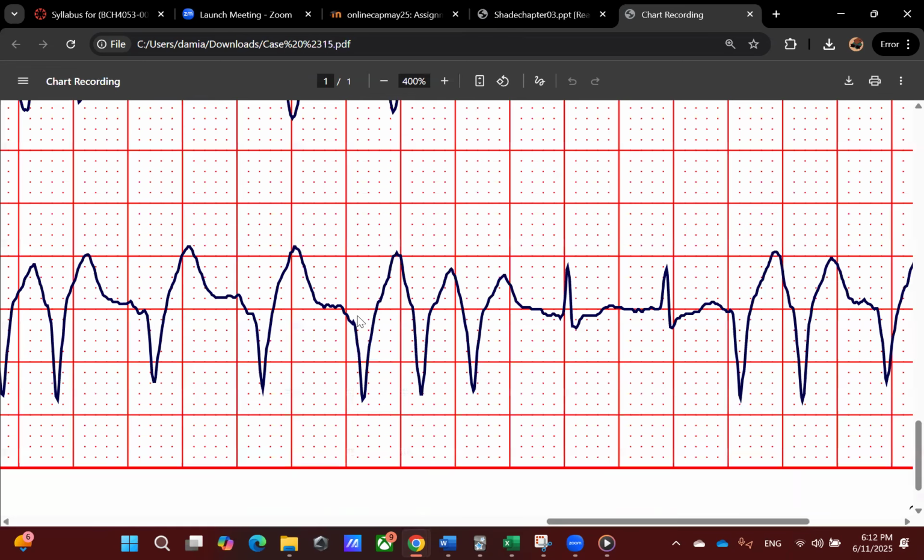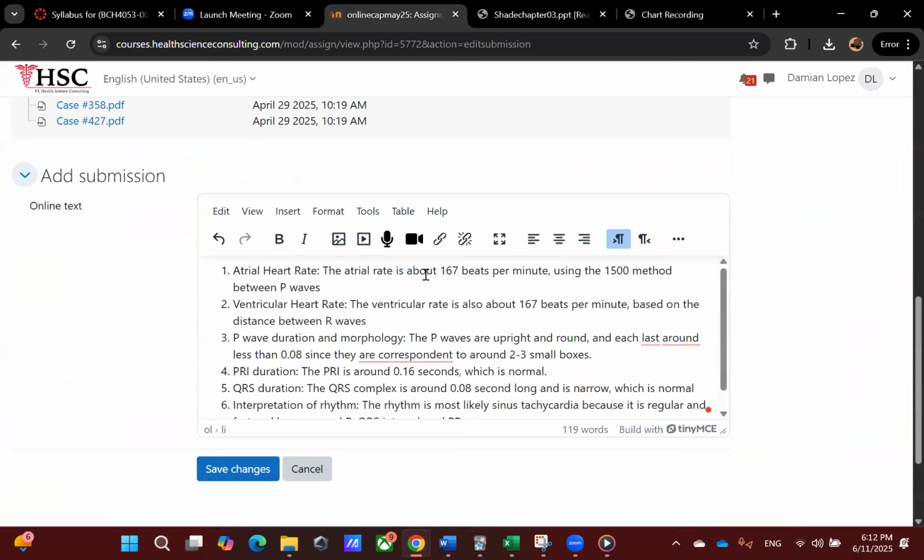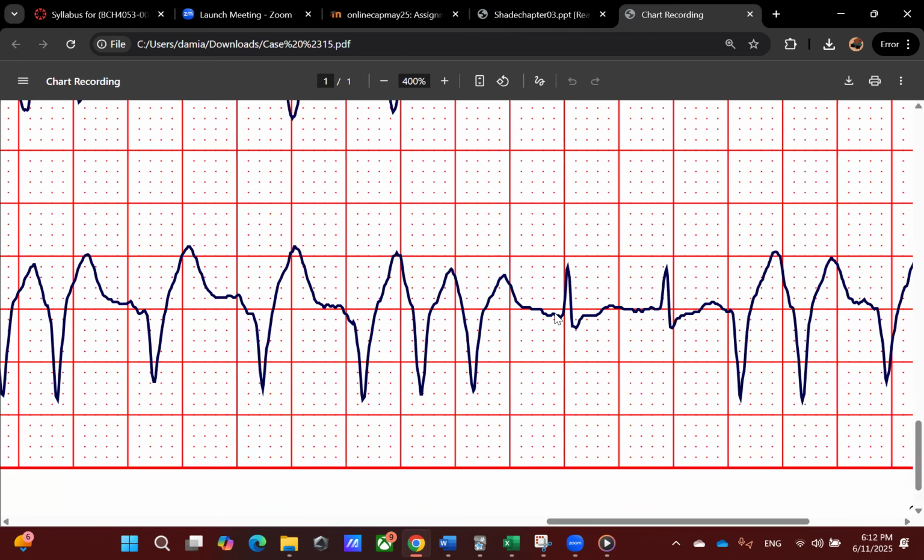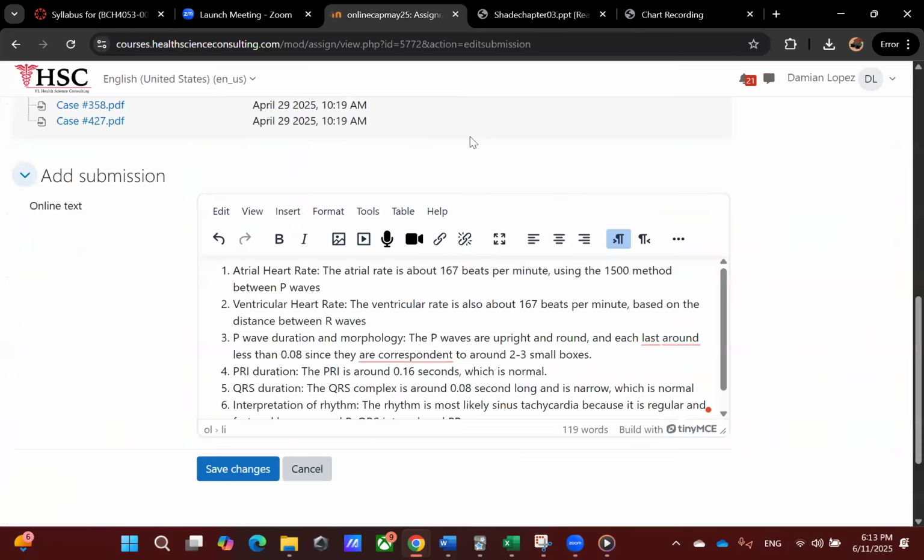If we start with the first question, the atrial heart rate I calculated to be 167 beats per minute. The way I calculated that was that I found the P complex. As you can see, it's a small bump here, and there's also a bump here, and it is around 9 boxes. So we can go 1, 2, 3, 4, 5, 6, 7, 8, 9, trying the same distance, 9 being the boxes. You take 1500, you divide it by 9, and that gives you the calculation of 167.